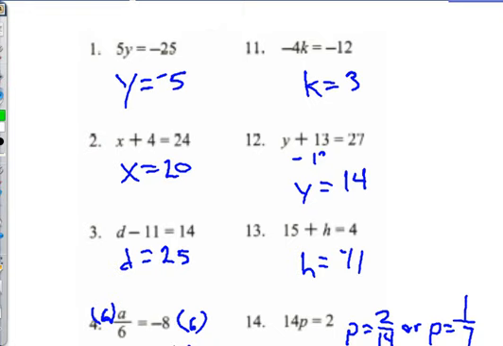And on number 14, I got 2 over 14, and then I divided the top number here by 2 and the bottom number by 2, and you get 1 over 7.